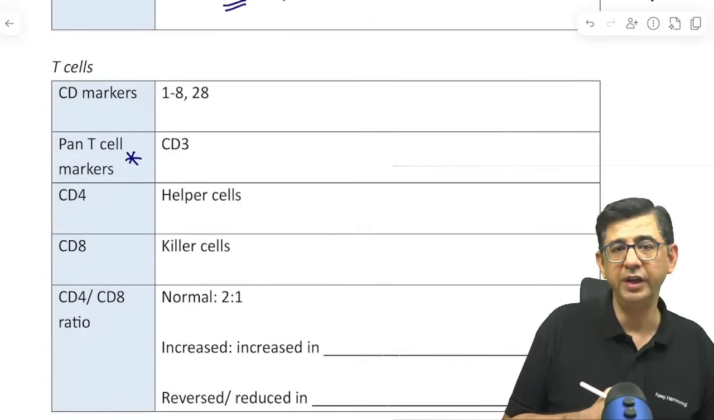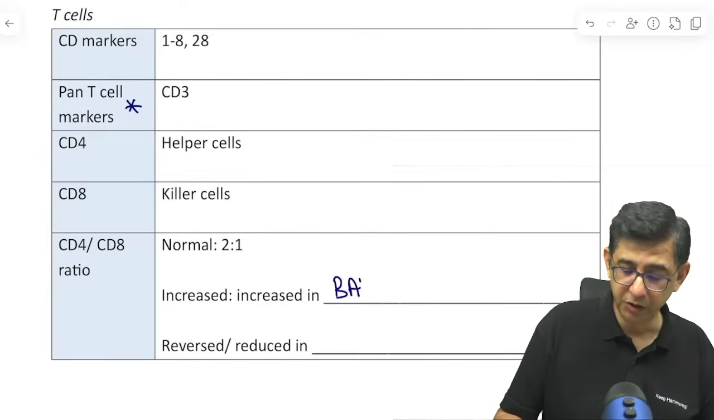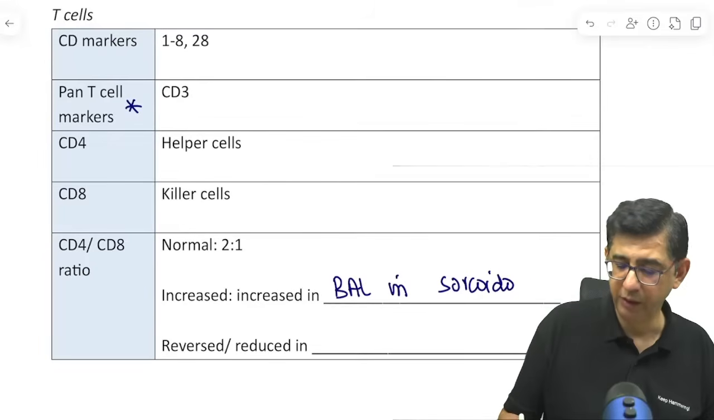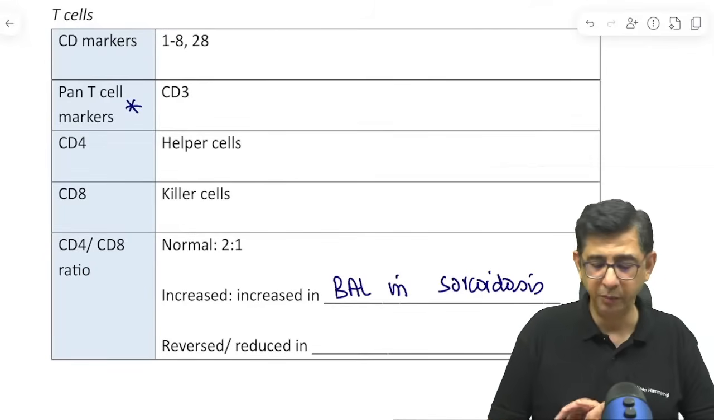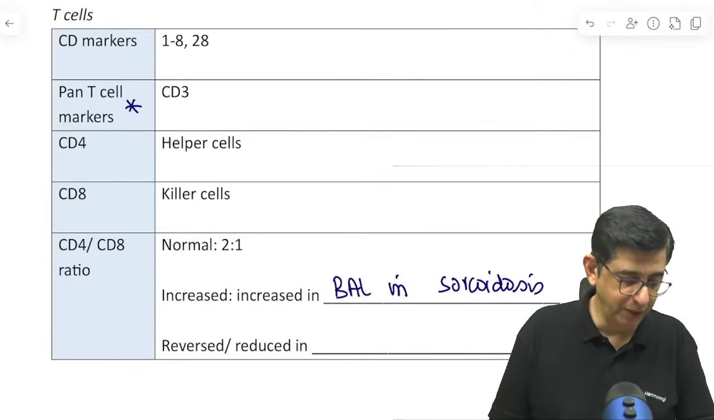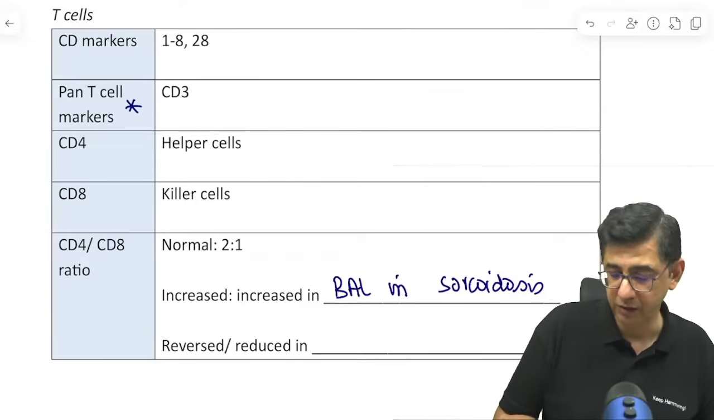Normal CD4 CD8 ratio is 2:1, and this value will be affected in, like if it says increased in bronchoalveolar lavage, then your answer would be the value is more than 2:1. It becomes 3.5:1 in a patient of sarcoidosis. Yes, antigen detection can express IgM and IgD. Exactly. Yes, MD, right? That's the word.